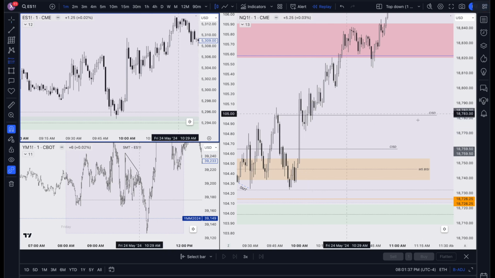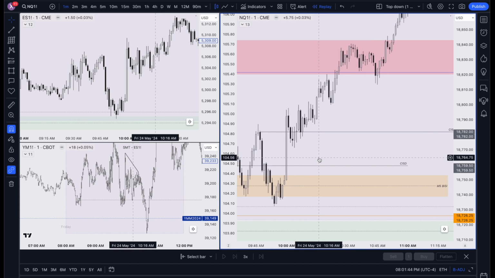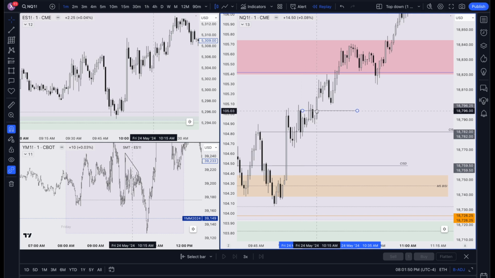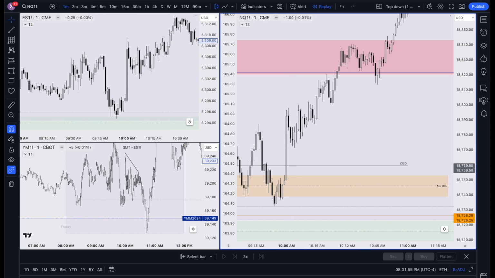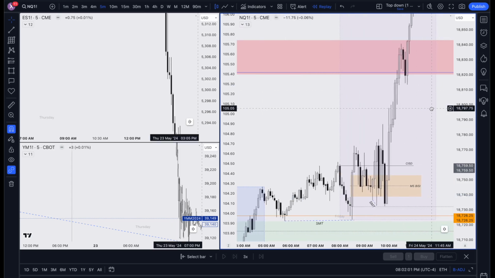Here's another entry using CISD. Same argument, enter on the SMT, right? Or even enter on the change in state of delivery here. It doesn't matter because once price is closing through these down close candles, it's going to find support at them. So there's multiple entries. Here's the SMT in the gap. You can long this. Say you don't want to trade the 1-minute chart. Fantastic. Stay on the 5-minute chart and we'll use the concept again.